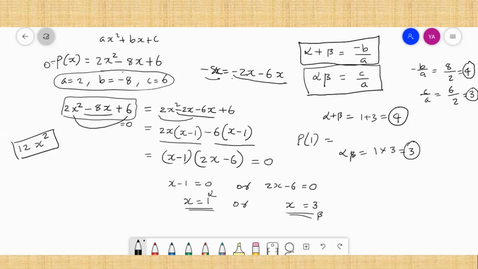So alpha plus beta, the sum of the zeros, is equal to the negative of the coefficient of x divided by the coefficient of x square, and the product of the zeros is equal to the coefficient of x raised to 0, that is the constant term, divided by the coefficient of x square term. These two results you have to memorize and apply to solve different types of problems.